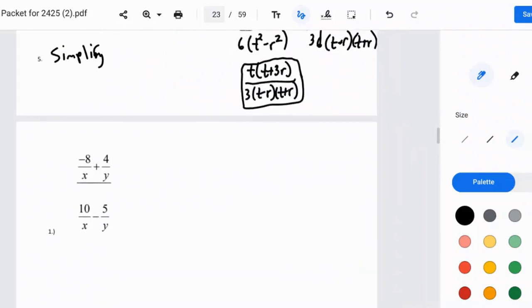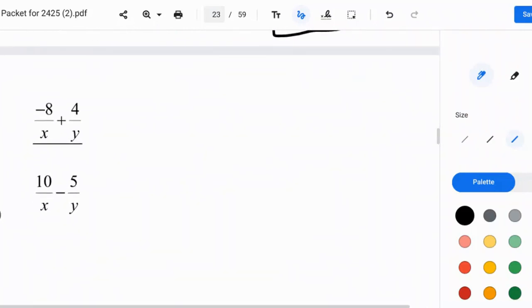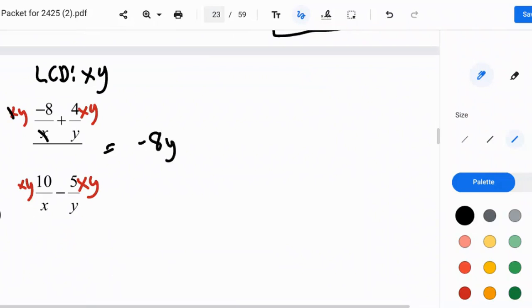Number 1 down here seems to be not so bad with your LCD, because the only thing I see in the bottom would be an x and a y. So that's what I'm going to multiply all the tops by, an x, y on the top for all of these. When we do this, it should give us one single fraction after we multiply and simplify. So the x's will cancel here. I'm left with negative 8y in the top left. The y's will cancel here, and I'm left with plus 4x.